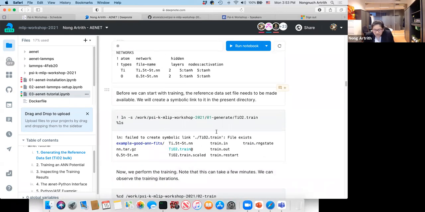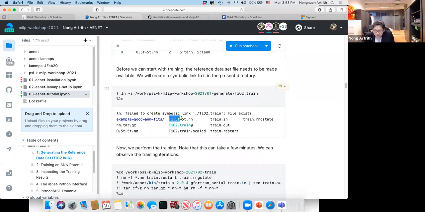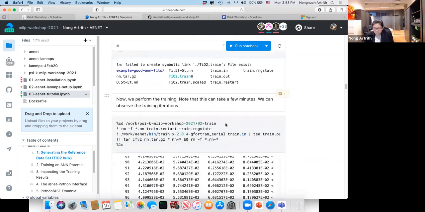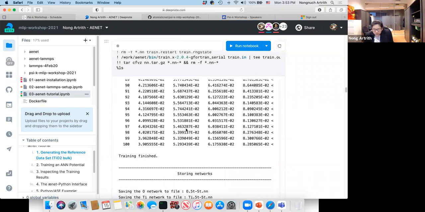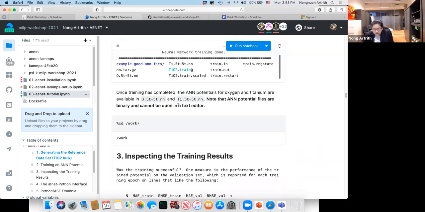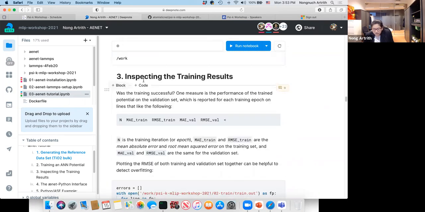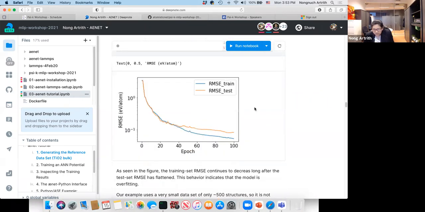Then you get a lot of files produced here. The parameter file that you will always use in applications is called .nn. So let's take a look at how everything works. I already trained before, around 100 iterations, and everything ran. Then we can analyze our training results, for example looking at train and test, like you just see here.